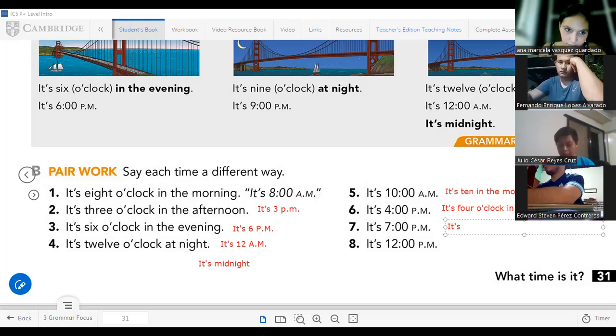¿Por qué en AFAI no se puso el o'clock? Se puede poner también. Solo es otra manera de decirlo. En este caso, porque todas son horas en puntos. Bueno. 7 in the evening. And the last one, it's 12 p.m.